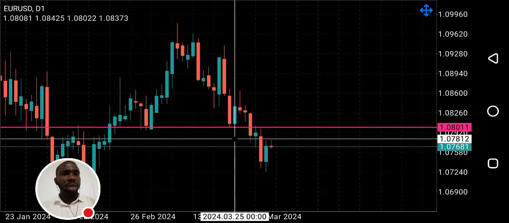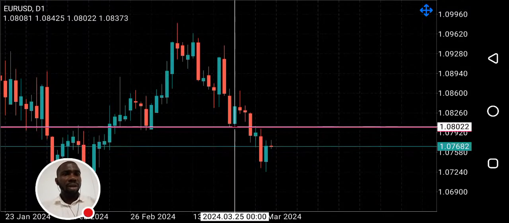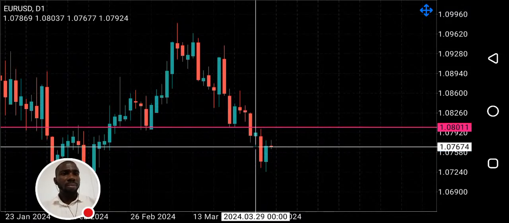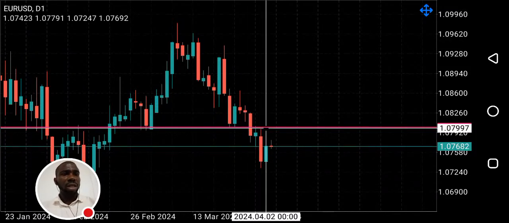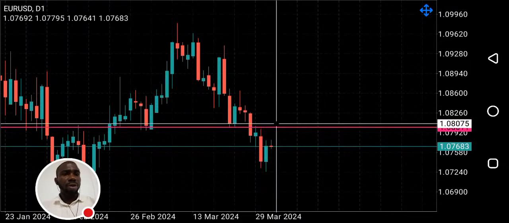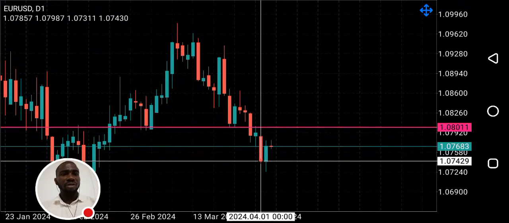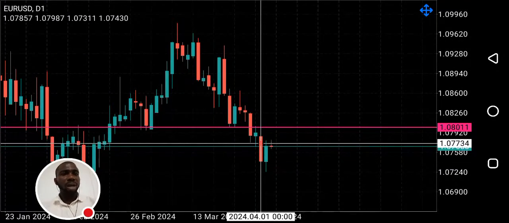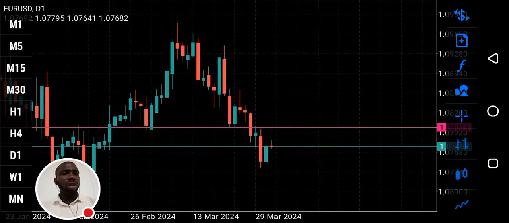This could be break and retest. You can see a support was broken here. Price had to pull back to test that support, which has become a resistance, and there was a massive drop from that level, strong rejection from that level. Okay, so let's go down to 4 hour.